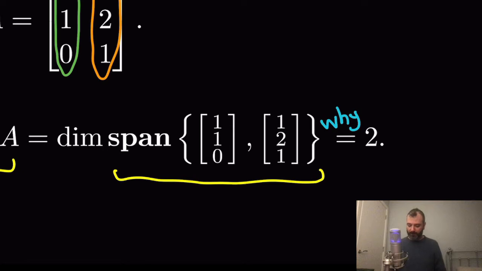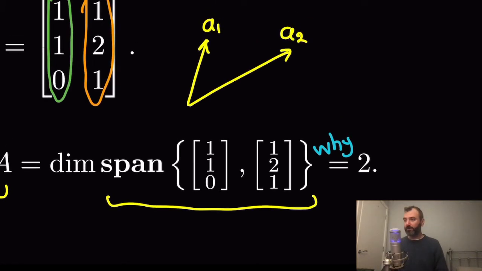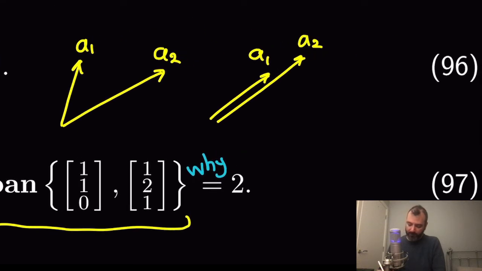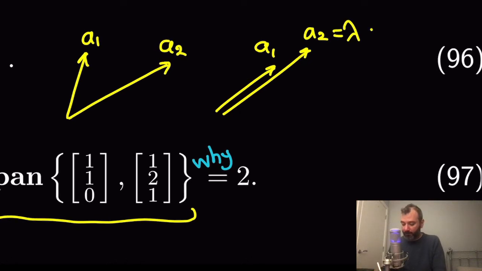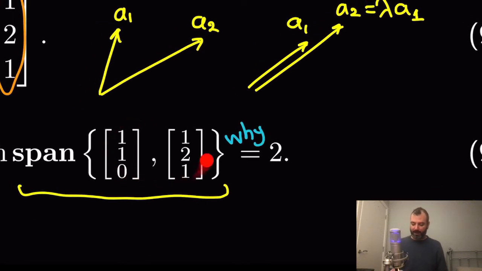Why is this equal to 2 and not equal to 1 or 3 or something else? Well, let's find out. We have two vectors. These two vectors can either be not collinear, or they can be collinear. They can be on the same line. I can have A1, and this is A2. It is on the same line, so it can be, maybe, that A2 is lambda times A1.